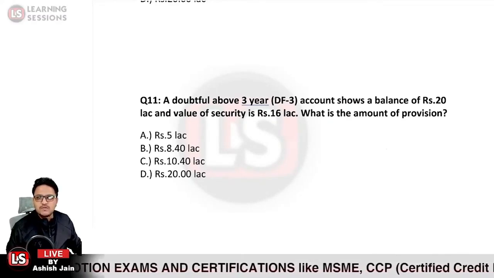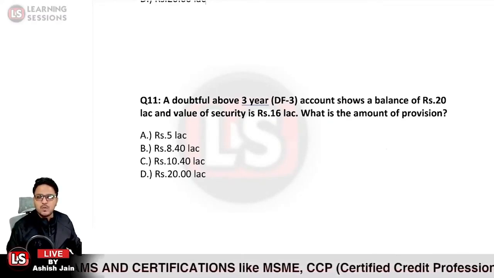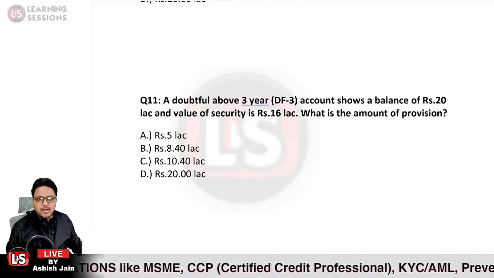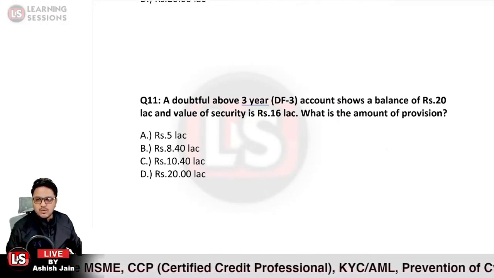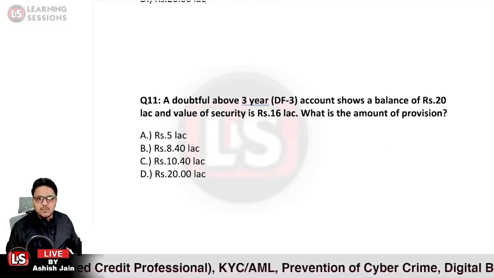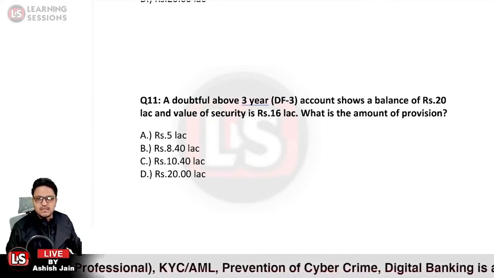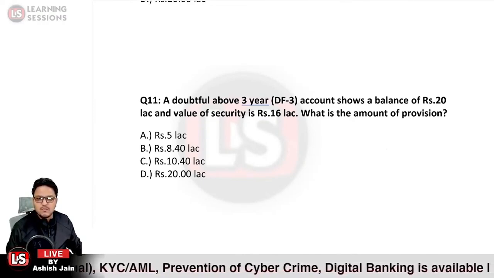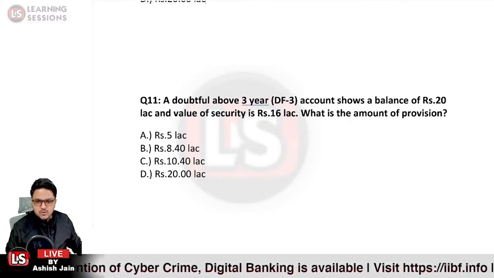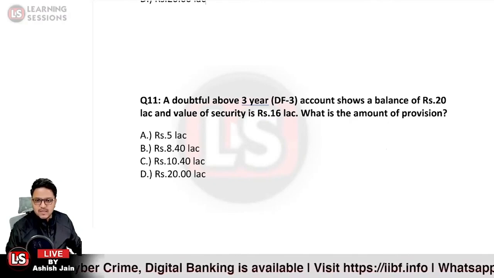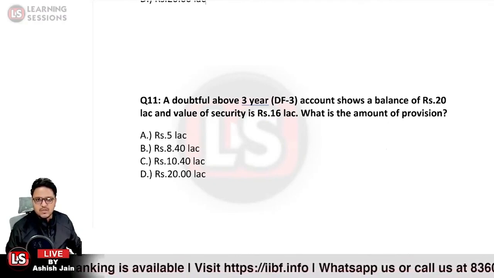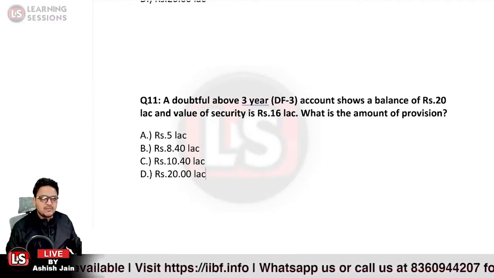balance of 20 lakh rupees, value of security is 16 lakh rupees. What will be the amount of provision? Question number 11. We are provided with the loan which is under the category DF3, and further balance is 20 lakh rupees and the value of security is available at 16 lakh rupees. What will be the amount of provision in this particular case? So Bharani Vasuki has answered correctly. And further, Rahul Singh Rajput has also answered correctly at the earliest. So option D over here is the right answer.